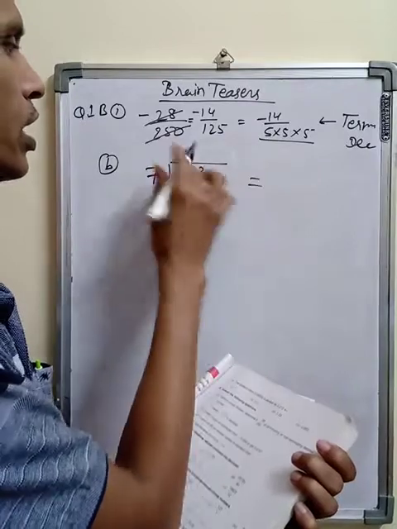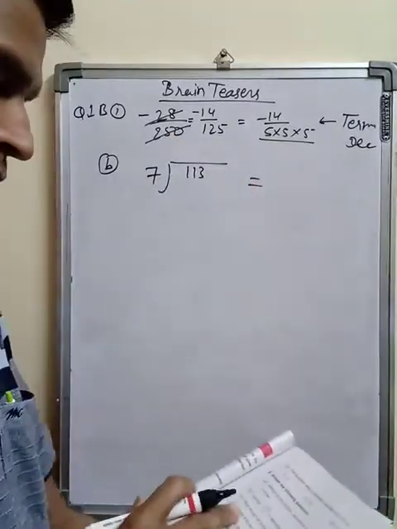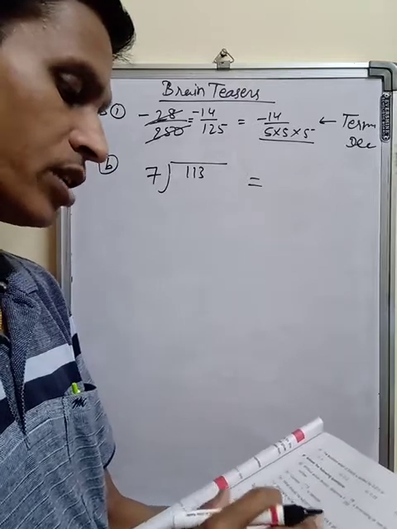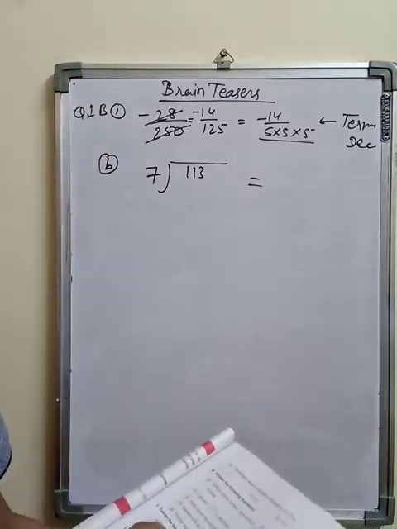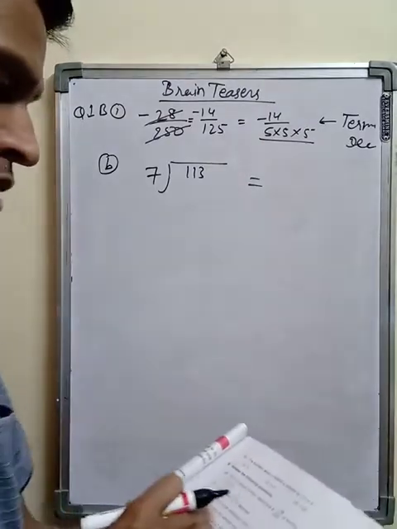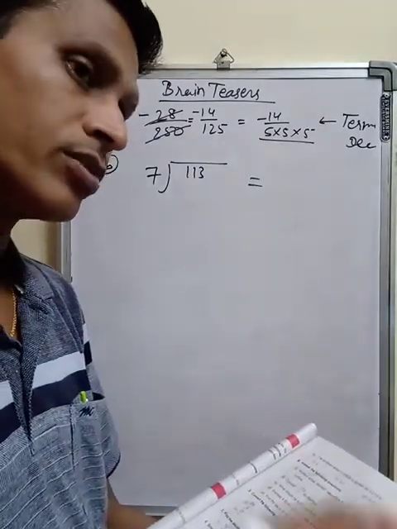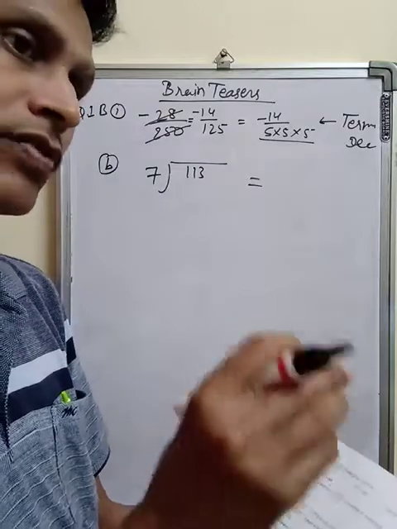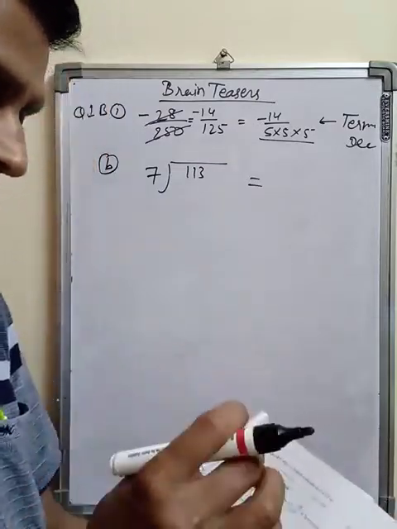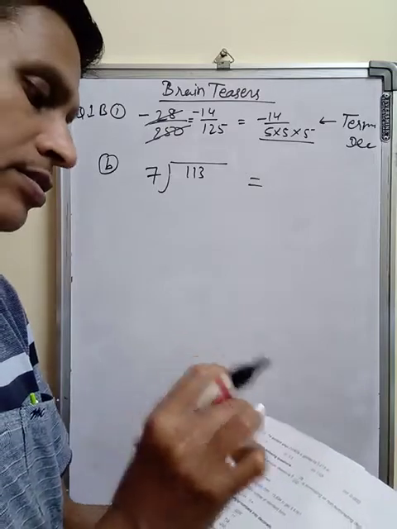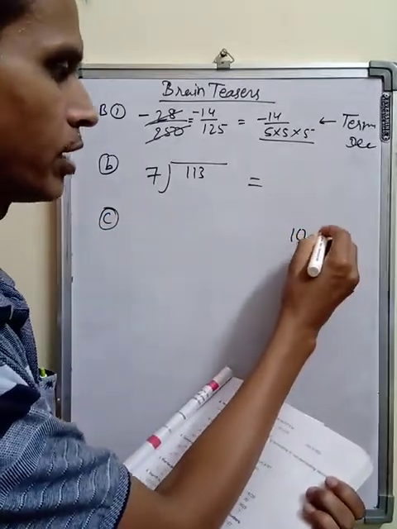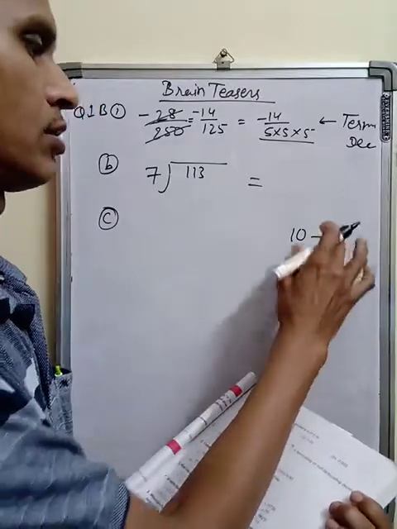So what is the rule? If the prime factorization of the denominator has factors other than 2 and 5, then it is repeating, otherwise it is finite. So this is a terminating decimal. Question number B, convert this to decimal. You will simply divide -113 by 7. This negative sign you will write later on in this way.